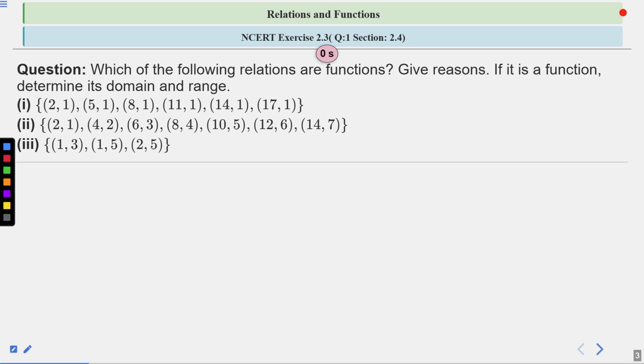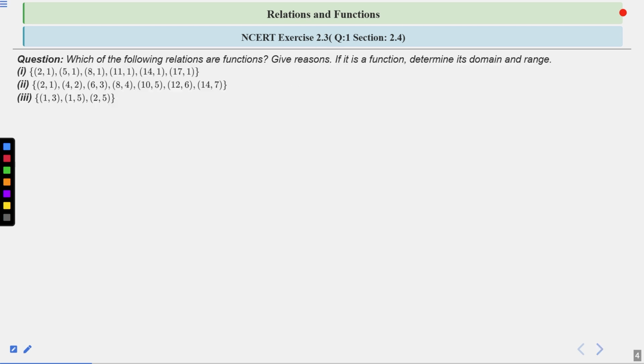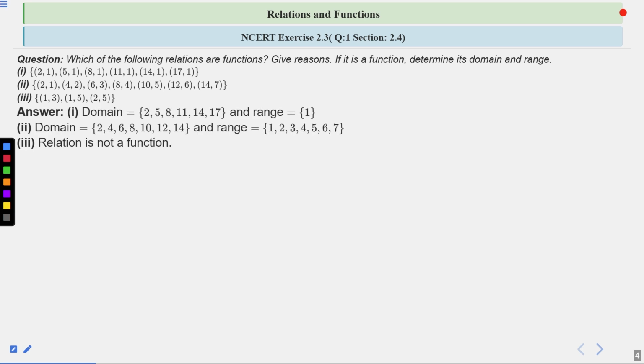The time is up. So quite simple question. So the domain for first is going to be this set with elements 2, 5, 8, 11, 14, 17, and range will be singleton set. For second, second is also a function with domain 2, 4, 6, 8, 10, 12, 14, and range 1, 2, 3, 4, 5, 6, 7. But the third one is not a function. How? So solution.